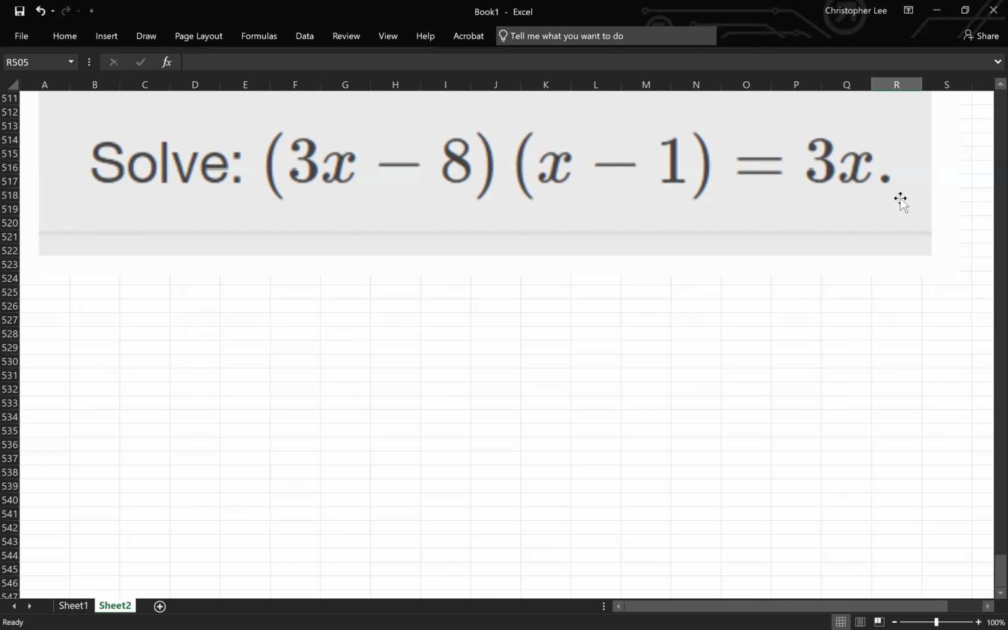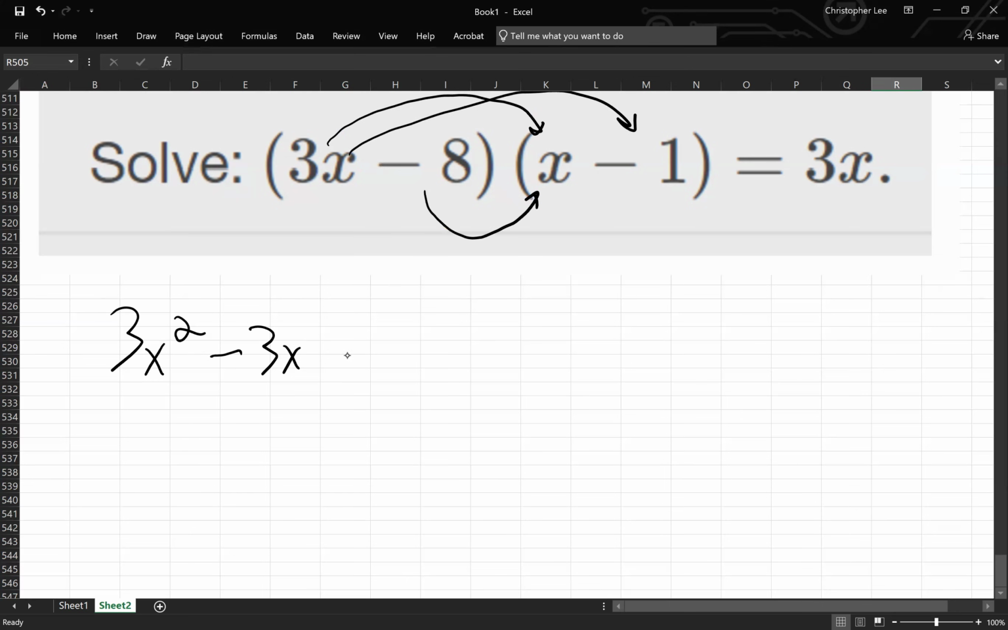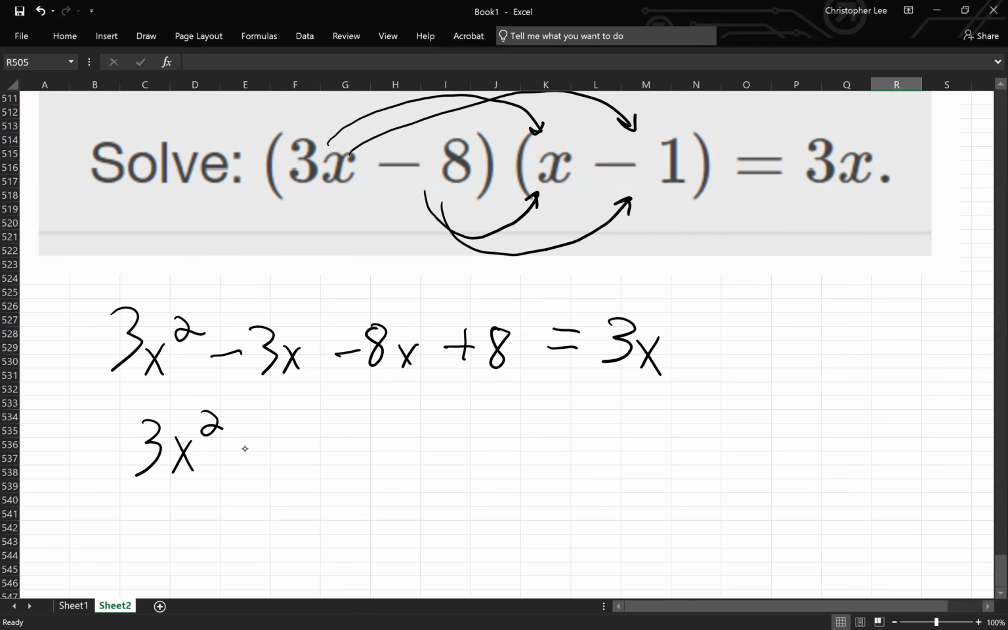So let's try it out. I got 3x times x, that's gonna give me a 3x squared. I got 3x times -1, that's going to give me a -3x. I have -8 times x, it's going to give me a -8x. Then I have a -8 times a -1, it's going to give me a +8. And all of that is equal to 3x over here. Combine like terms, what do I have? I have 3x squared minus 11x plus 8 is equal to 3x.